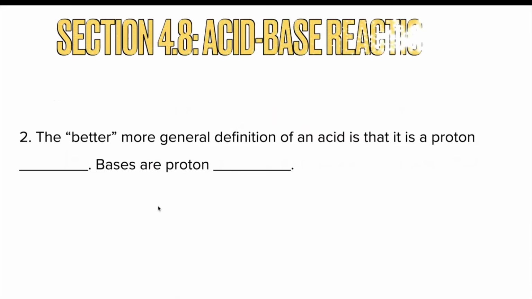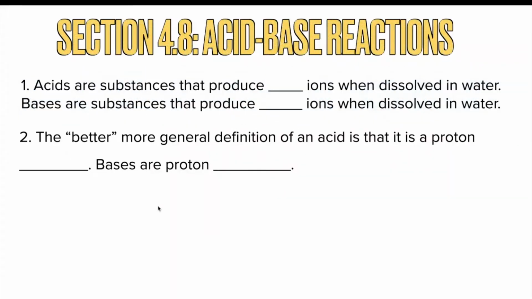All right, next, section 4.8, acid-base reactions. So acids are substances that do what? According to the book, they produce H plus ions when dissolved in water. Bases are substances that produce OH minus ions when dissolved in water. Now, that is the Arrhenius definition, which we'll talk about eventually in second semester. There is a better, more general definition, which we're also going to talk about next semester, and that is that acids are proton donors, bases are proton acceptors.